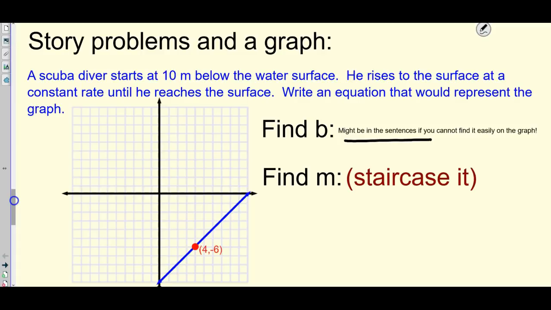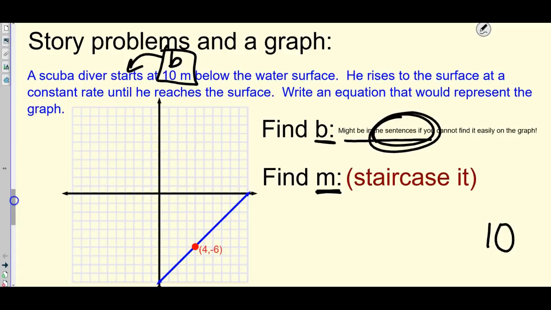He rises to the surface at a constant rate until he reaches the surface. Write an equation that would represent the graph. Well, again, you need to find your b and your m. But if you look at your graph and say, it doesn't look like I can see exactly where it comes through, look at the sentence. Here is your b, because it says it starts there. That's the starting point. So I've already got half of my equation.